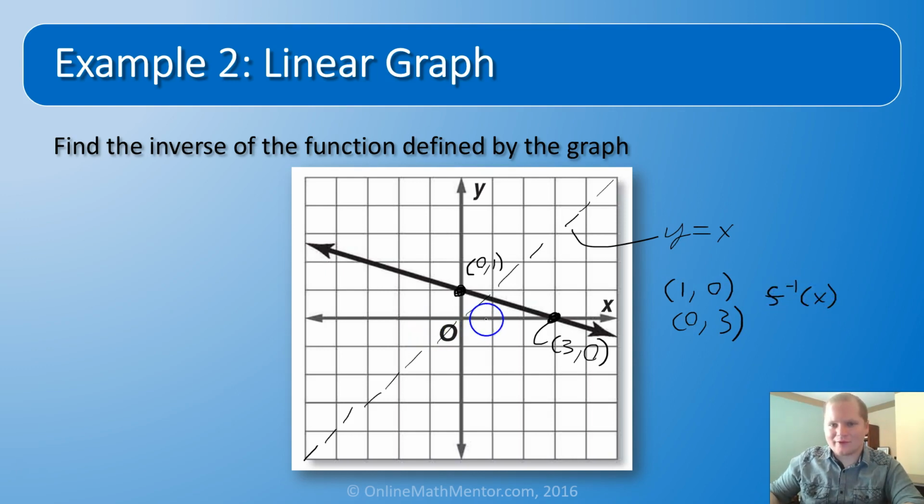So if we plot using those points, we have 1, 0 and 0, 3, and connecting those two lines, as you can see, it is perfectly reflected across the line y equals x as well.